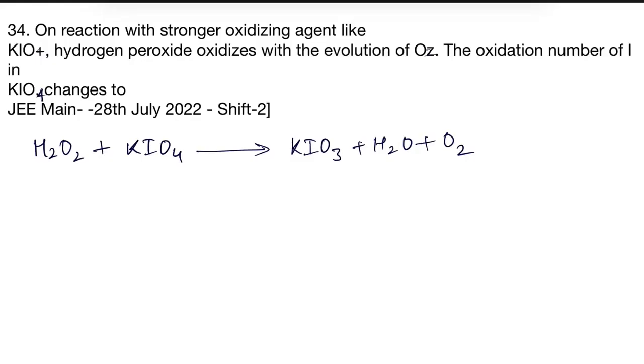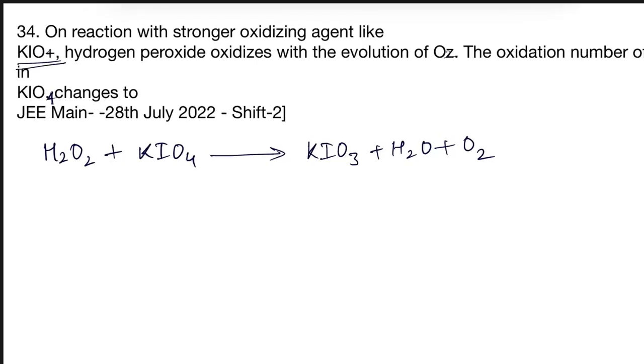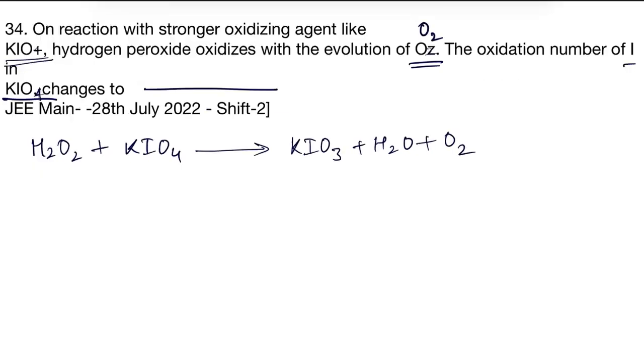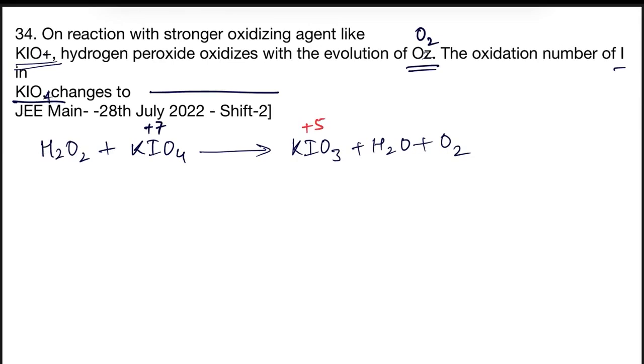On reaction with a stronger oxidizing agent like KIO4, hydrogen peroxide oxidizes with the evolution of oxygen. This is oxygen, O2. The oxidation number of iodine in KIO4 changes to dash. Now here in KIO4 the oxidation state of iodine is +7, and in KIO3 the oxidation state of iodine is +5. So the oxidation number of iodine which is present in KIO4 changes to +5. The answer will be 5.